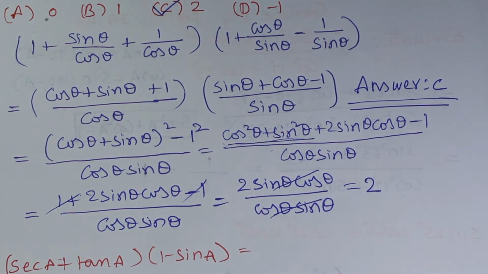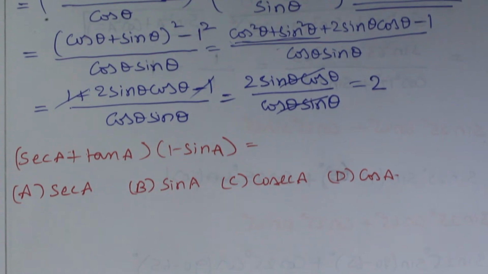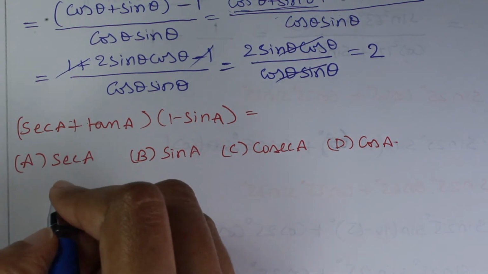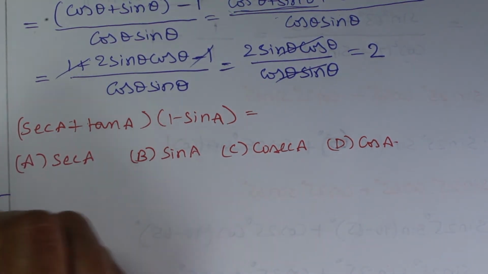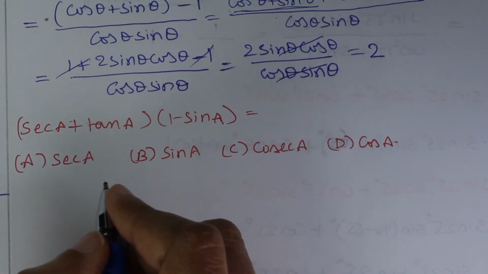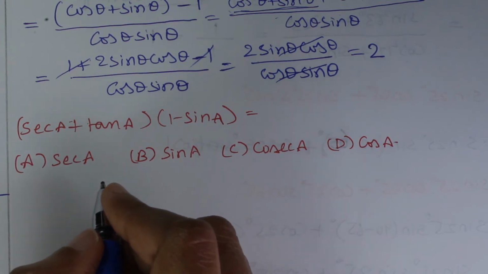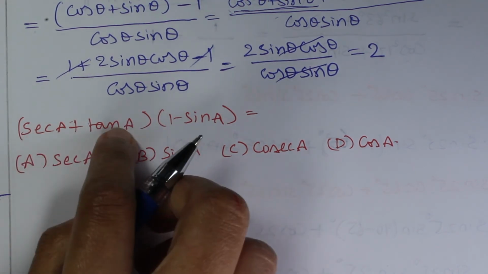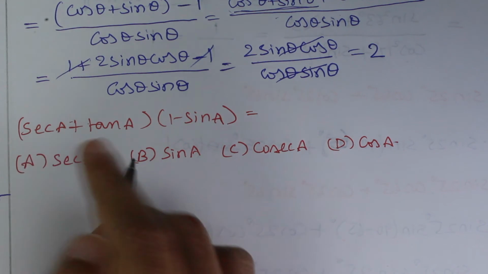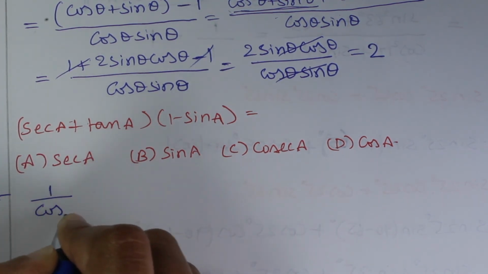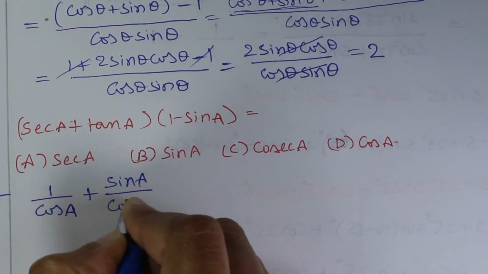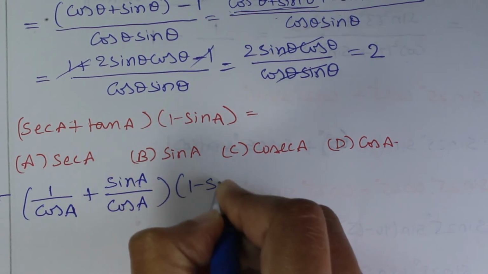C is the answer for this question. Now let's move to the third part of the question. Secant A plus tan A into 1 minus sin A. So let us write this first expression in terms of sine and cos. Secant A becomes 1 by cos A plus tan A becomes sin A by cos A, into 1 minus sin A.